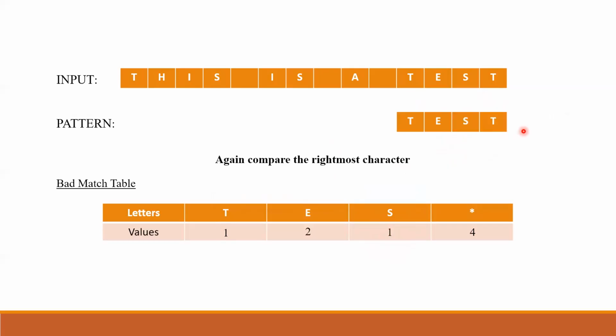So now we compare from the right. T is equal to T. The next character is matching. The next is matching. And the last character is matching.